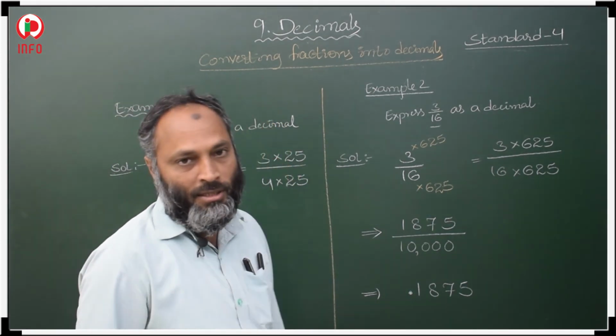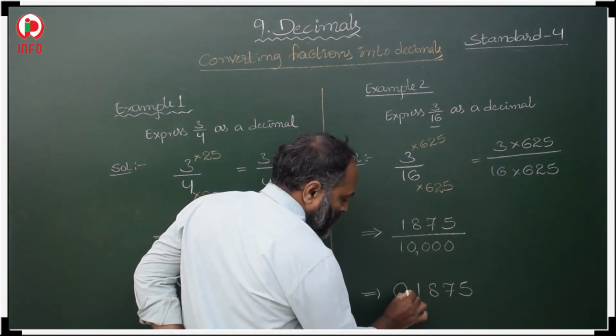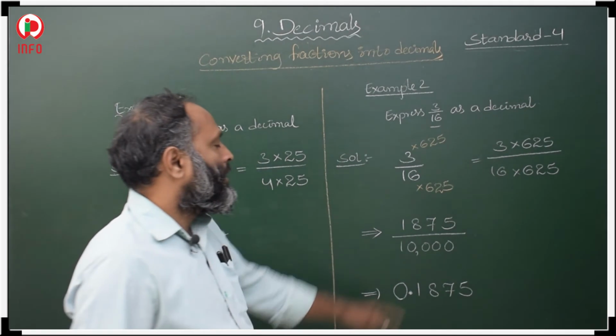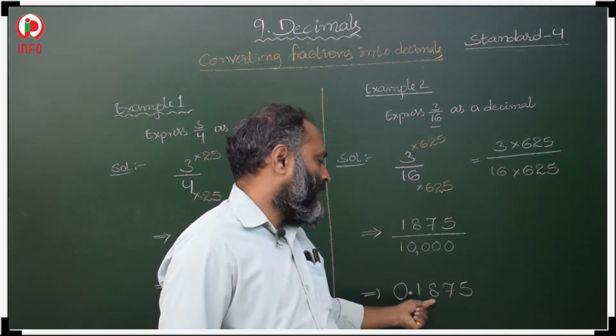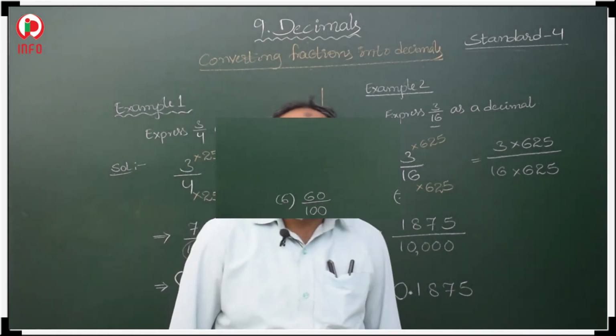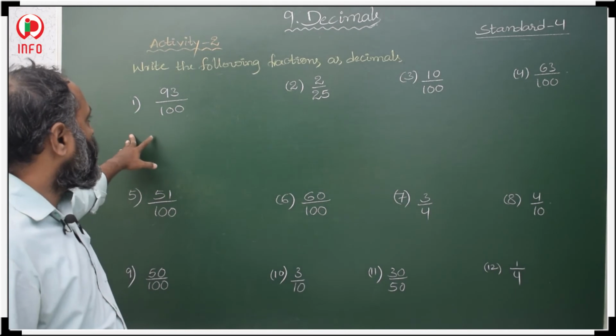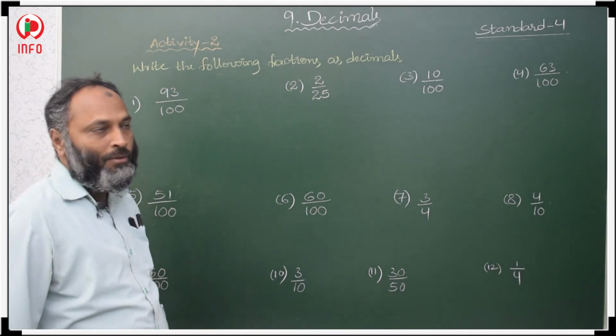0.1875 ten-thousandths. Here there is no number, which means we have to take 0. So 3 by 16 in decimal is 0.1875. Okay. Now see here. In activity 2, write the following fractions as decimals.